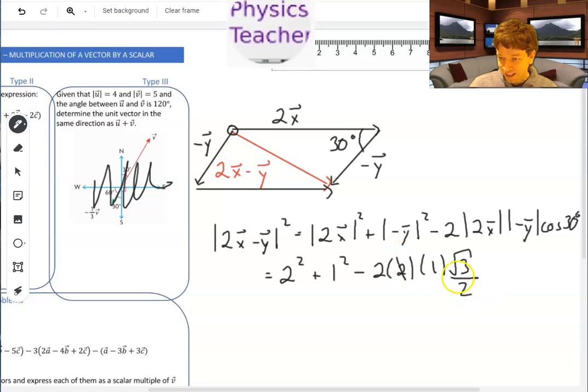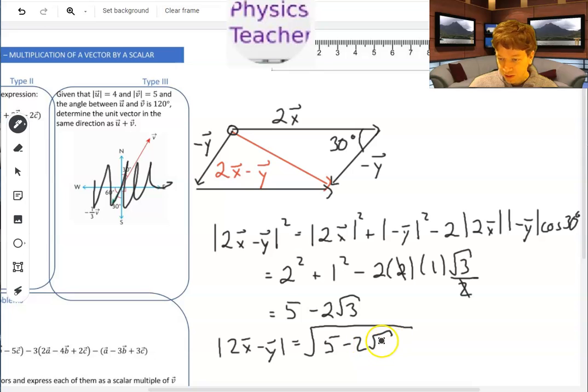One of these 2's will nicely cancel. 4 plus 1 is 5, so we get 5 minus 2 root 3. But that equals the magnitude squared. So to get the magnitude, we'll square root both sides. So 2x minus y, its magnitude is equal to the square root of 5 minus 2 root 3, which is approximately 1.24.